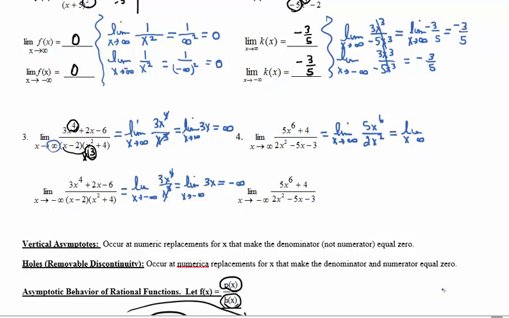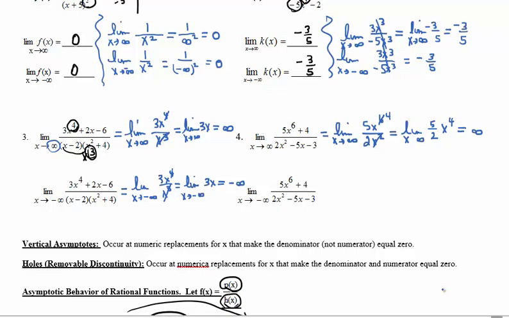All right, so I've got 5 halves. 2 will divide out of 6, leaving 4 of them. 5x to the 4th. Plug in infinity, take it to the 4th power, which is positive infinity, times another positive number. The result is a positive output.